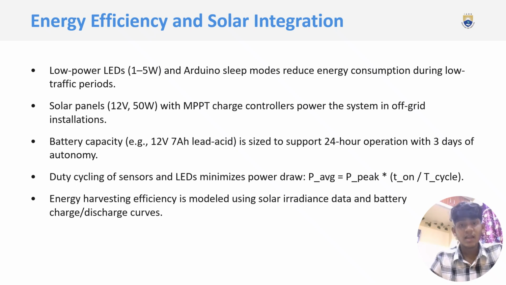Energy efficiency and solar integration. LED power 1 to 5 volts and microcontroller sleep modes reduce energy consumption during low traffic periods. Battery capacity is 12 volts, 70 amp-hours, sized to support 24 hours operation with 3 days of autonomy. Duty cycling of sensors and LEDs minimizes power draw. P average is equal to P peak.